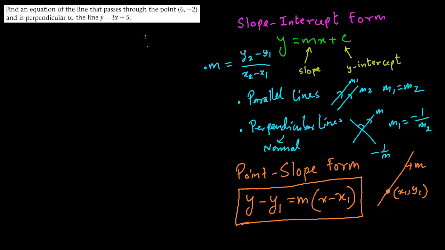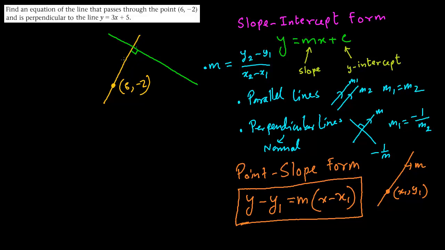Find the equation of a line that passes through the point. So we know the point through which the line passes, 6, minus 2. And it is perpendicular to another line. That means there is another line over here.